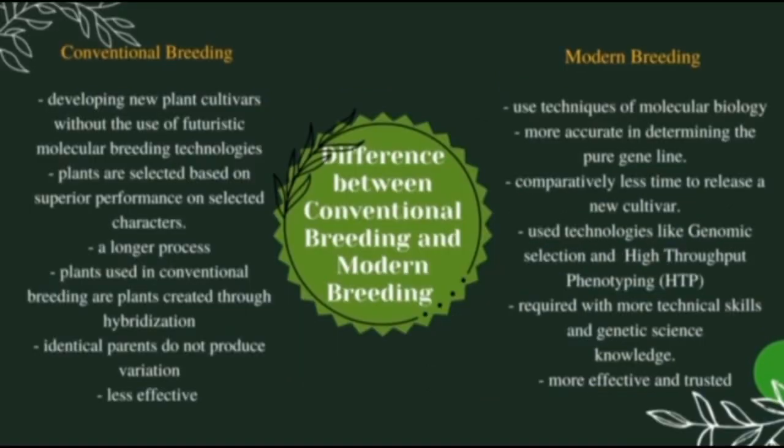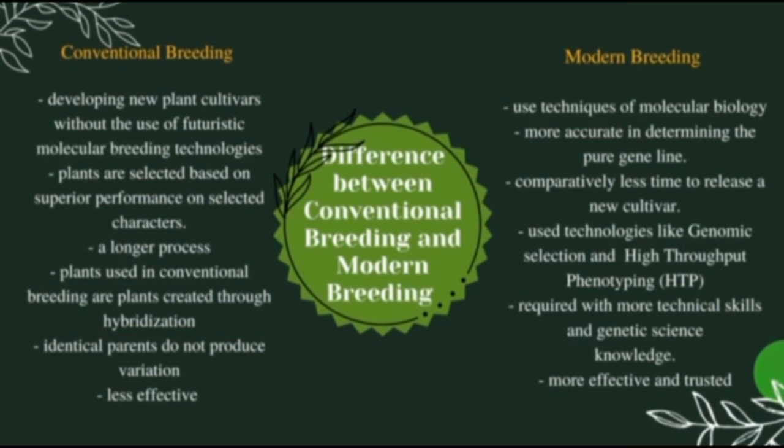In plant breeding, there are two types of breeding, namely modern and conventional breeding. Both have their own different characteristics. Firstly is conventional breeding. Conventional breeding is the process of developing new plant cultivars without the use of futuristic molecular breeding technologies. Conventional breeding is also a technique where plants are selected based on superior performance on selected characters. And it is also a technique that requires a long period of time to release a new cultivar.